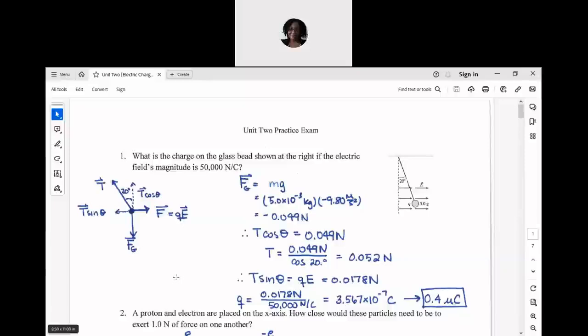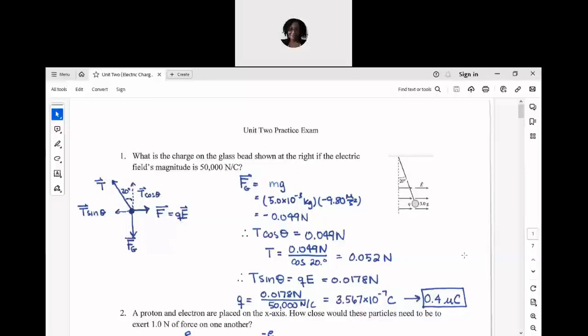So let's look at the free body diagram. On the left side, I have tension, I have the force coming from the electric field, and then I have the gravitational force. And the tension is broken into sine and cosine components so that I can demonstrate that the net force is equal to 0 in both directions. So that means T cosine theta is equal to Fg. That means T sine theta is equal to the product of the charge on the bead and the electric field strength.